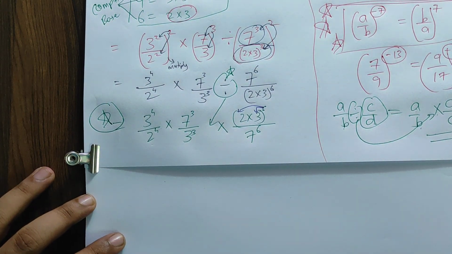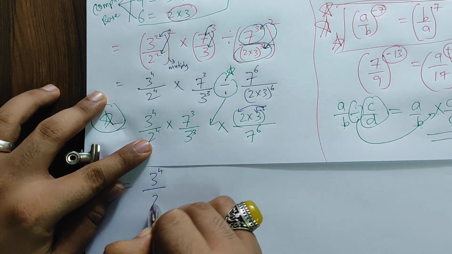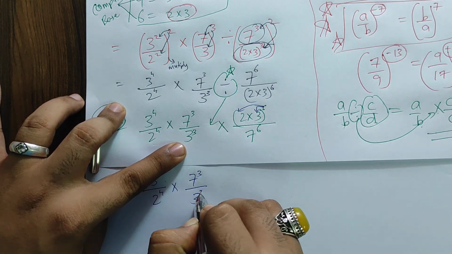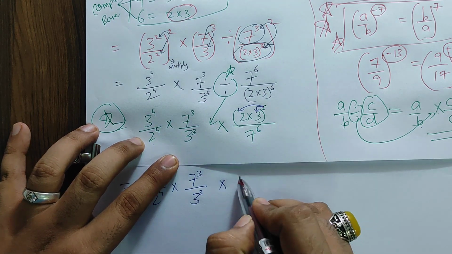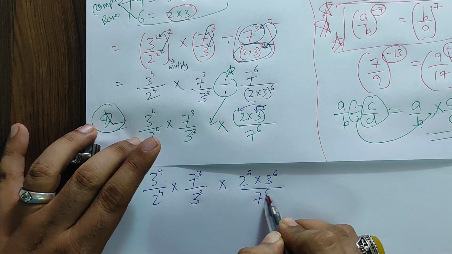Okay, all of you, pay attention here. Is equal to this 3 raised to 4 as it is 3 raised to 4, 2 raised to 4 as it is 2 raised to 4, 7 raised to 3 as it is 7 raised to 3, 3 raised to 3 as it is 3 raised to 3, multiply as it is multiply. This 6 will become the power of 2 as well as 3. So 2 raised to 6 multiply by 3 raised to 6 the whole upon 7 raised to 6.